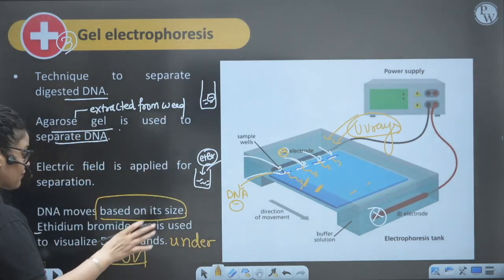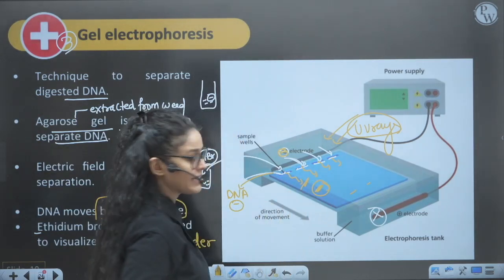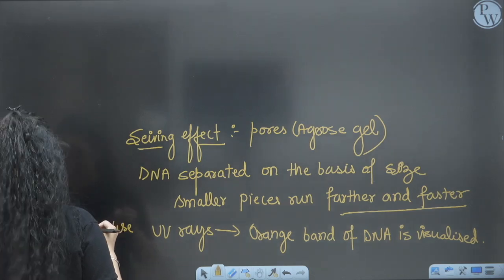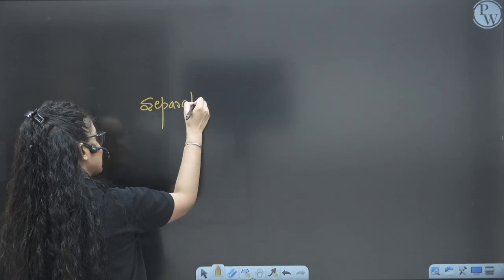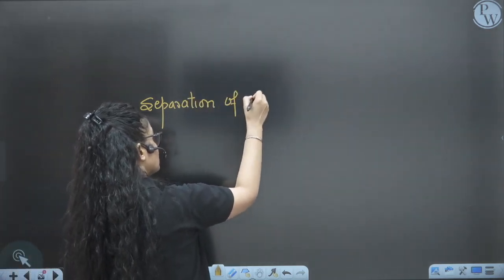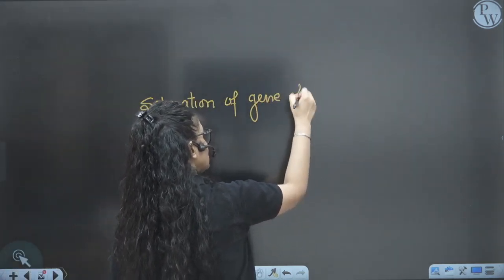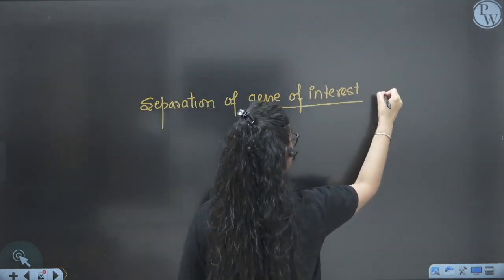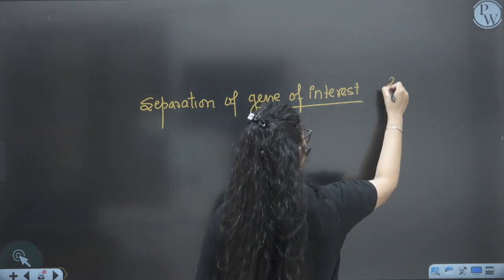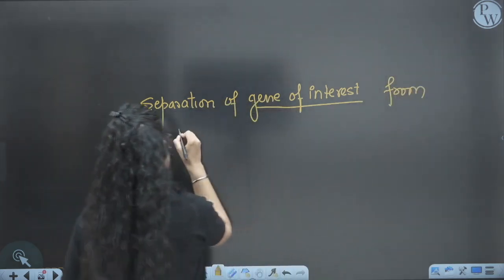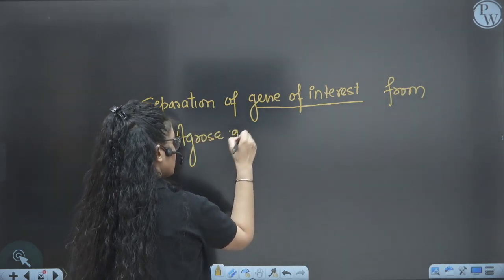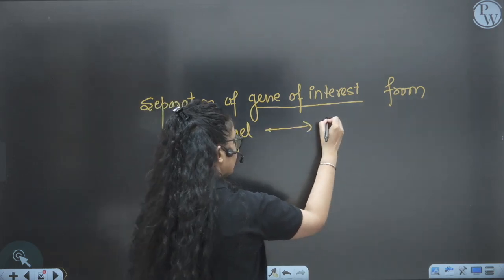And now finally, once we know that this is our DNA, we take it out from the agarose gel. Finally, we separate the gene of interest, the desirable gene that we want. We already know its size, right? So this gene of interest is separated from the agarose gel plate. That process is called elution.